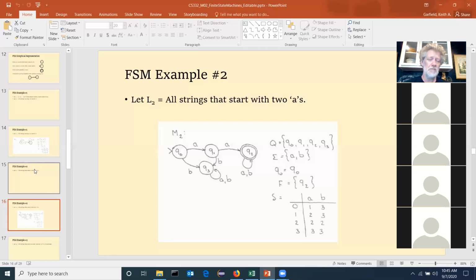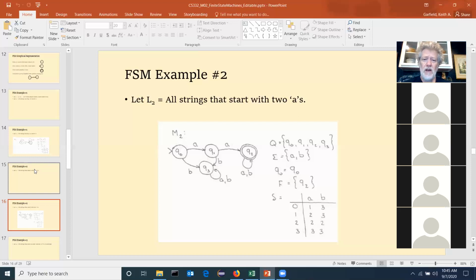Okay, I've got some more examples. Professor, I have a quick question. Sure. I don't know if I'm missing something here, but it looks like both Q0 and Q1 are going to Q3, but then I don't see an arrow from Q3 to anywhere. So how do I get to the final state from there?